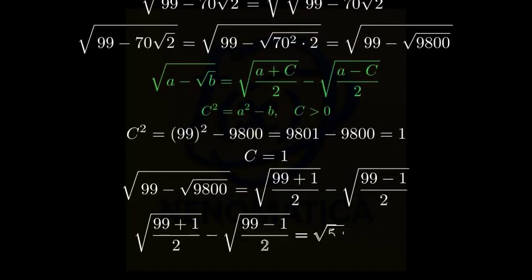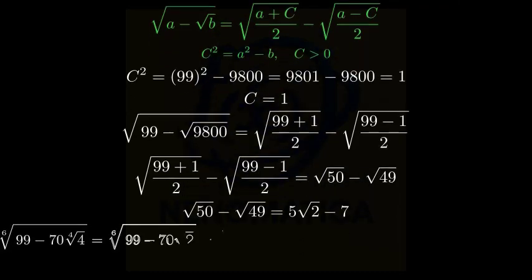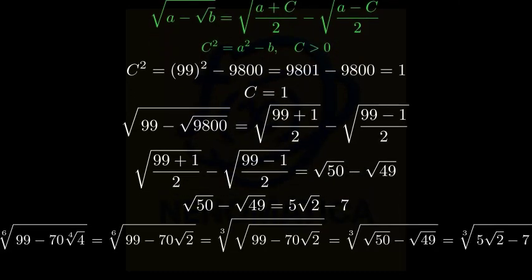Now simplify further. The square root of 50 is 5 times the square root of 2, and the square root of 49 is 7. Recall, our original expression now reads the cube root of that inner square root. Substitute the simplified form to finish. Therefore, the sixth root of 99 minus 70 times the fourth root of 4 equals the cube root of 5 times root 2 minus 7.